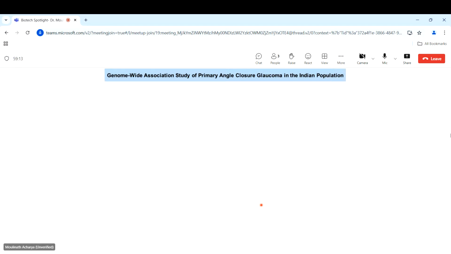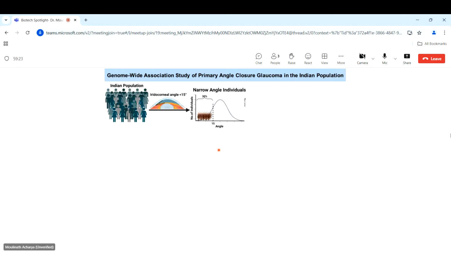So what we have done is a genome-wide association study in primary angle closure glaucoma. Before moving into that, I would like to spend a few minutes on the study design. If you consider this Indian population, and I have already talked about the iridocorneal angle between the iris and cornea, when this angle becomes narrower than 15 degrees, that essentially means you have an angle closure starting point. It's not an angle closure yet. We call it an occludable angle or narrow angle.